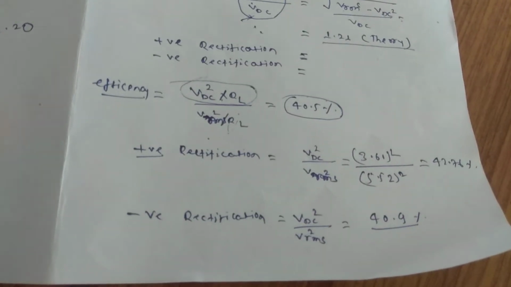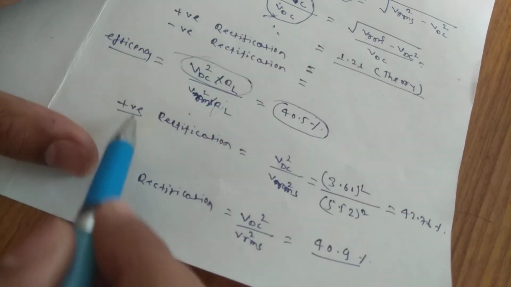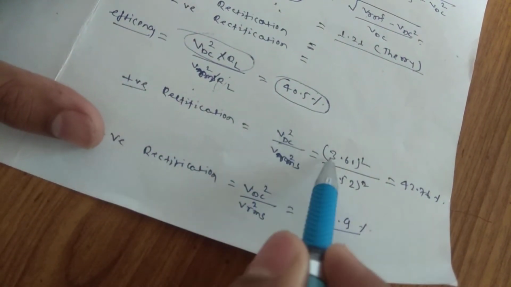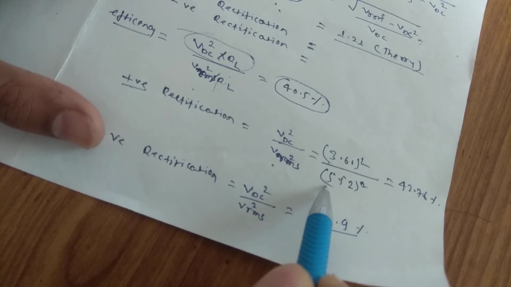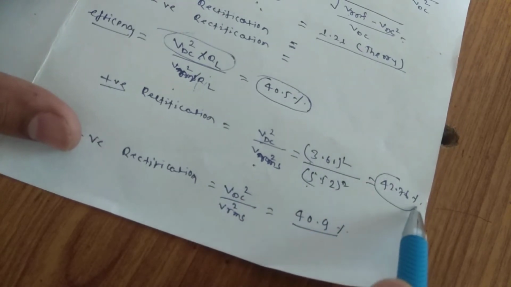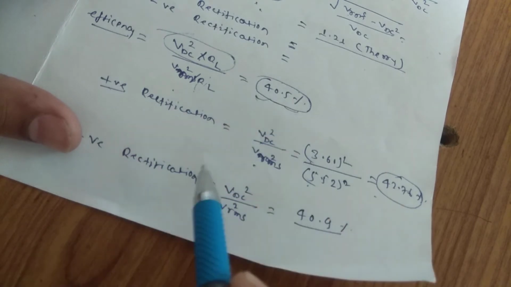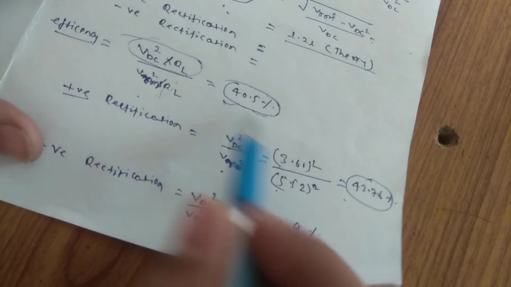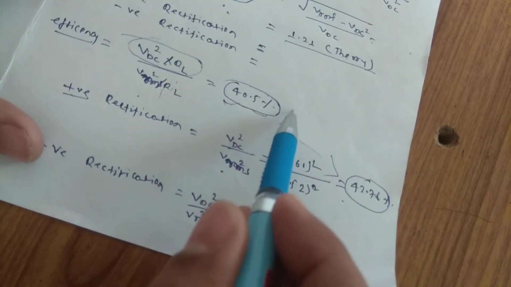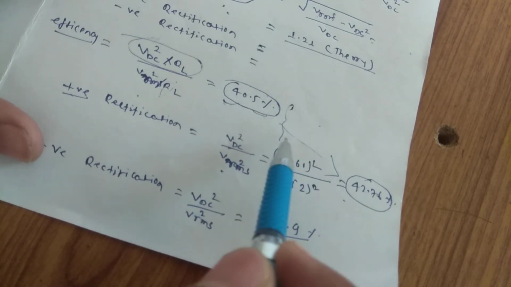Now let us calculate whatever we have read and taken. Here, if you see the calculation part, for positive rectification we have calculated DC as 3.61 and RMS as 5.52. The calculated efficiency is 42.76, which is almost equal to 40.5. See, here we are getting efficiency more than this. Why? This is because of the fluctuation in the input.